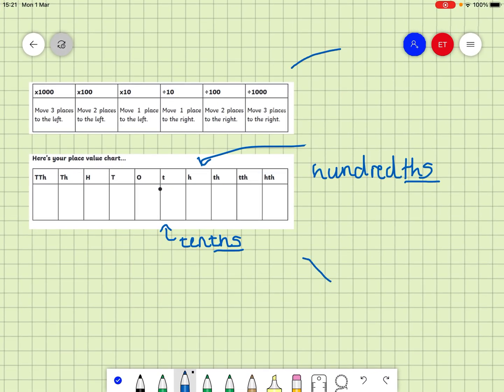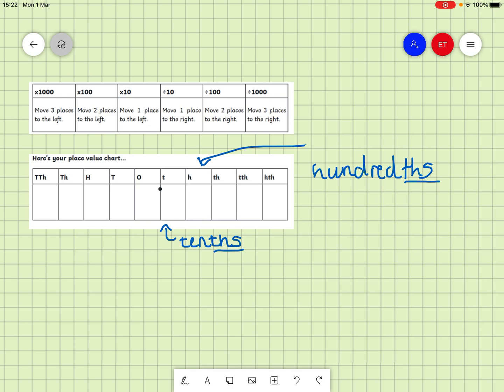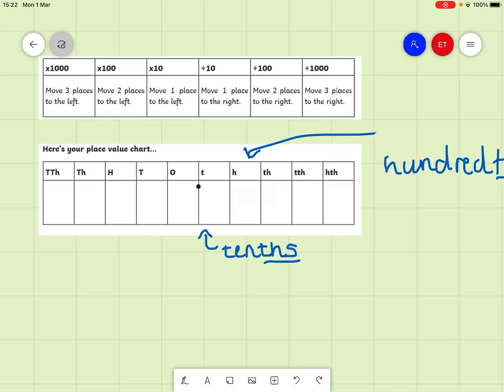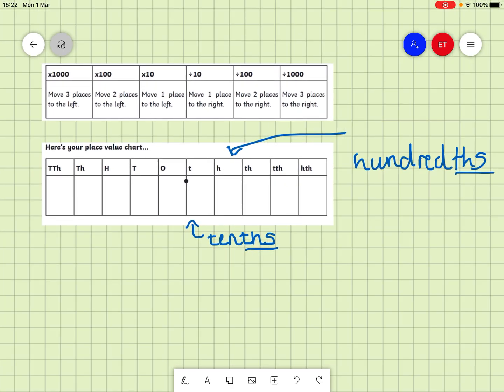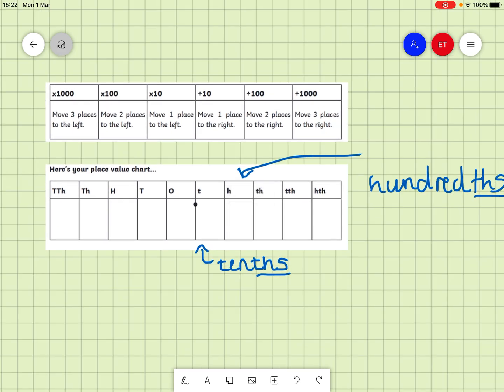Oh, hold on. Now, bear with me, there may be some glitches in this because when I screen record, I can't stop it. So I'm just going to hope for the best.